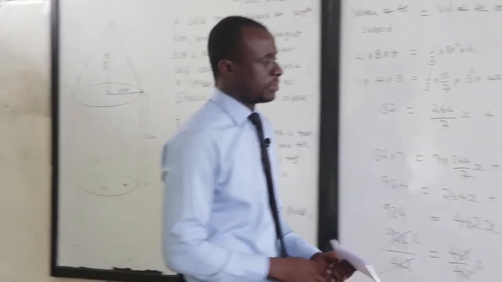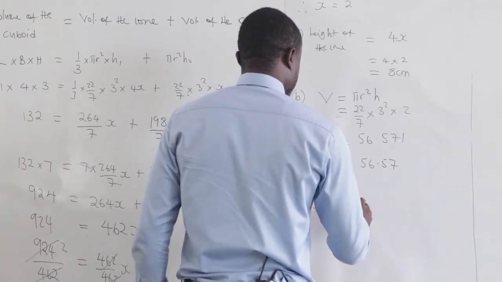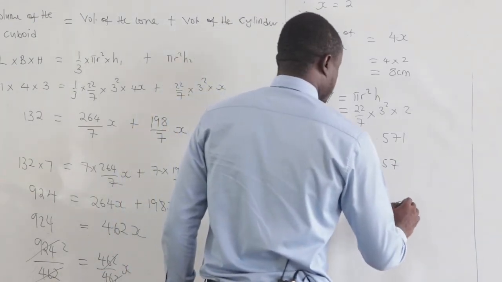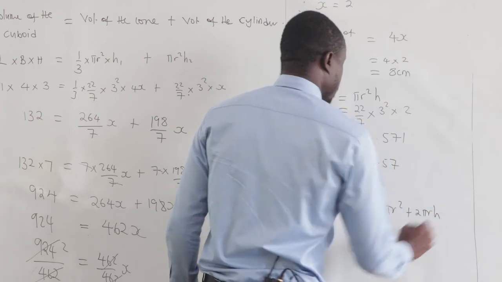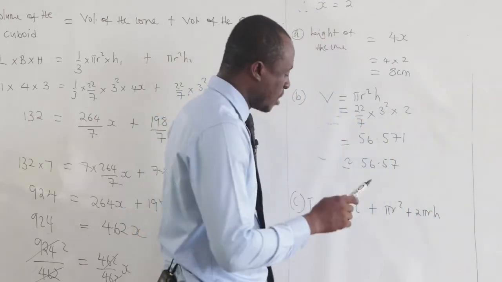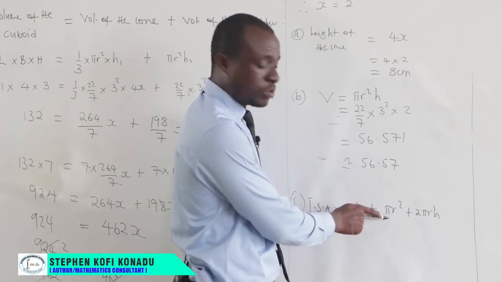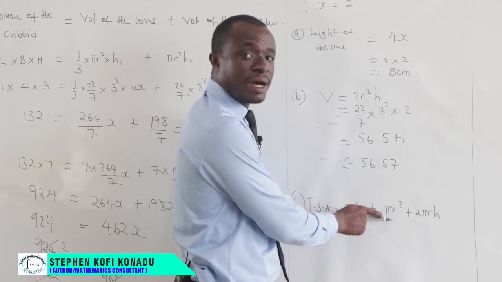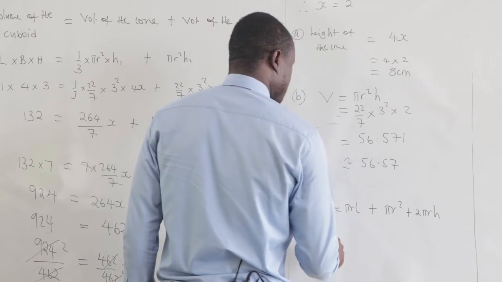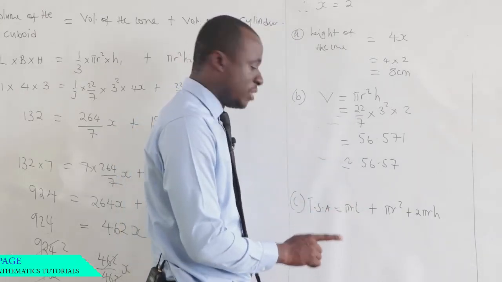So with this, our TSA will be pi r l plus pi r squared plus 2 pi r h. Why? Because one end is open, and if one end is open, we are not going to get 2 pi r squared, but then we are going to get what? Pi r squared, because one end is open. That is from the cylinder side. And then the cone's surface area will be pi r l. No base part.